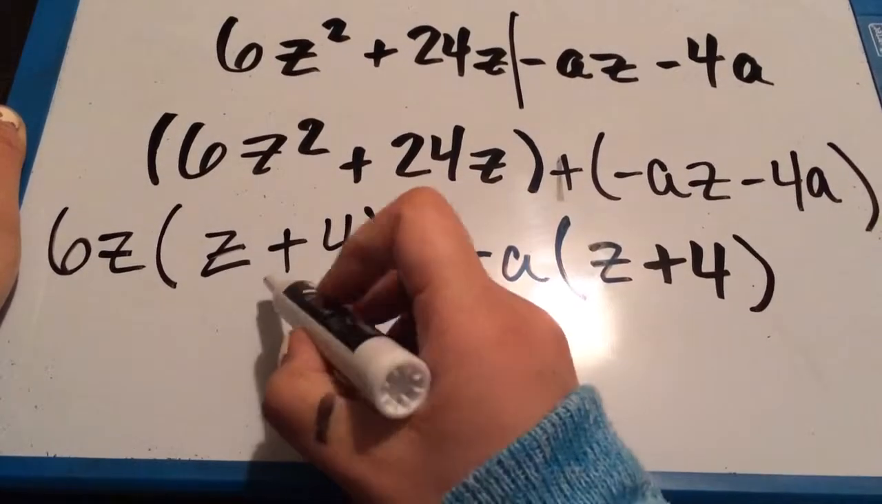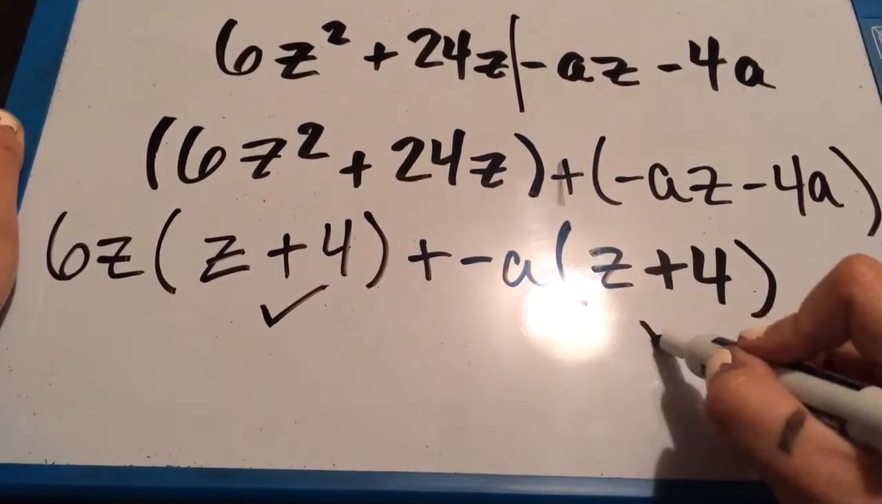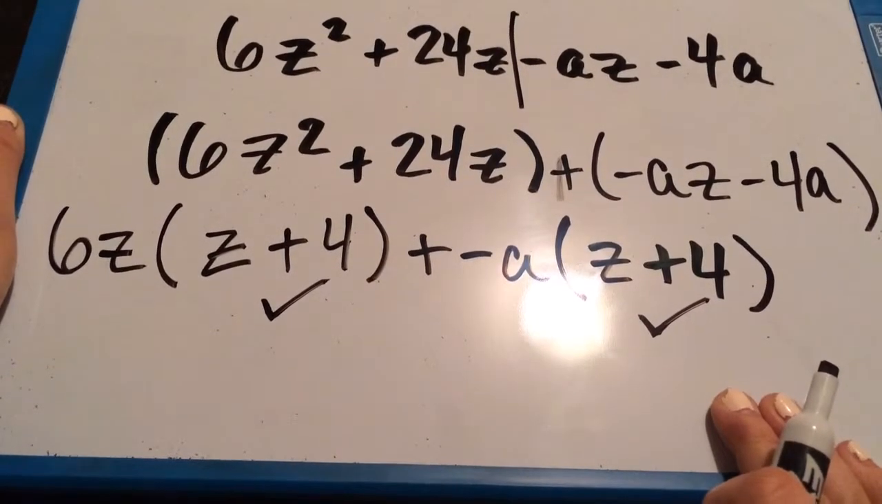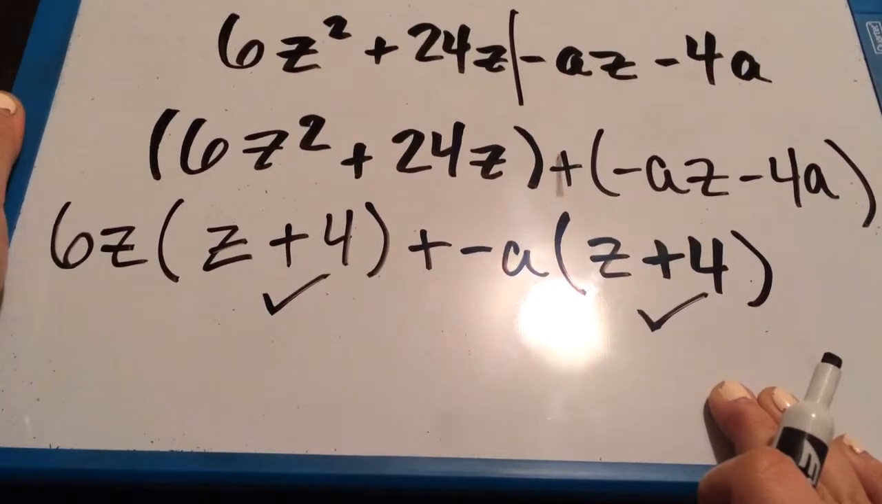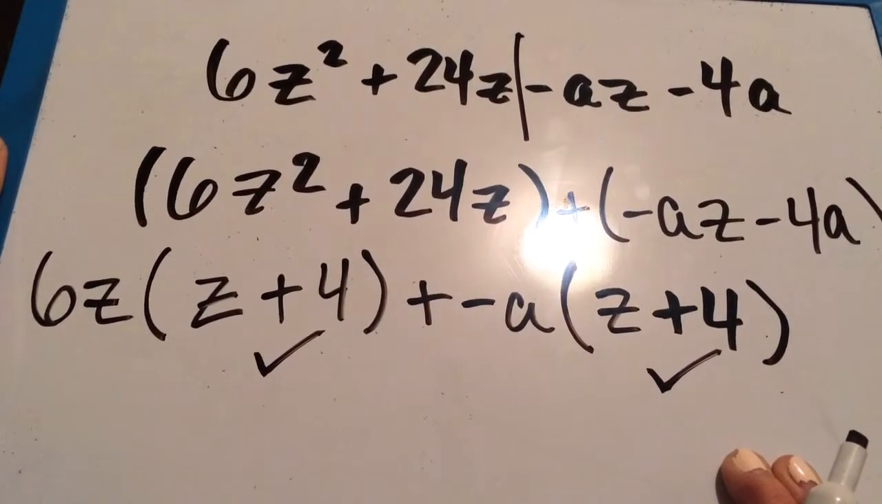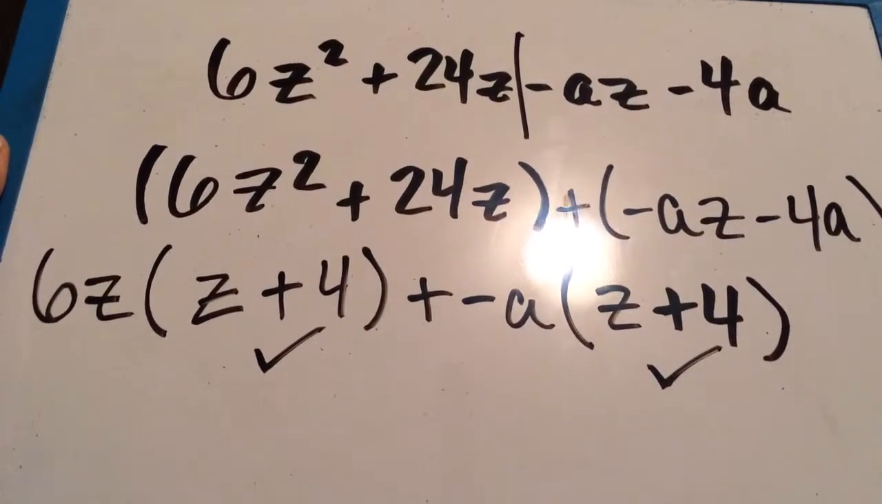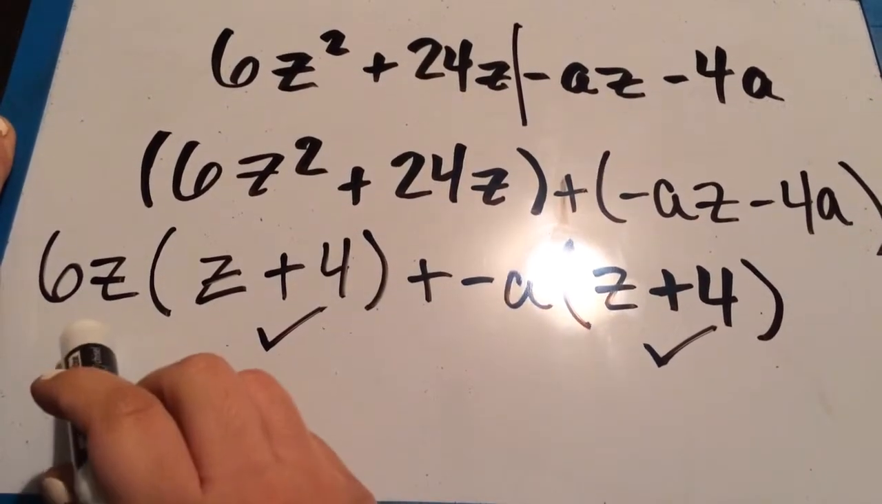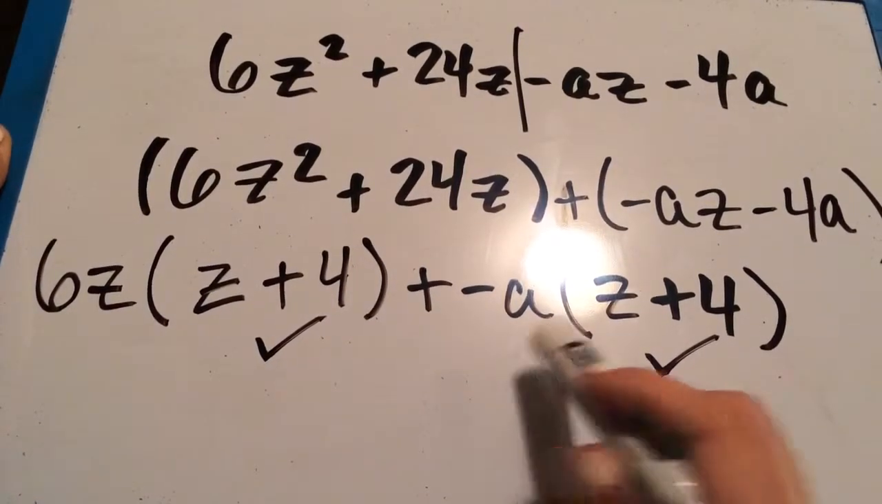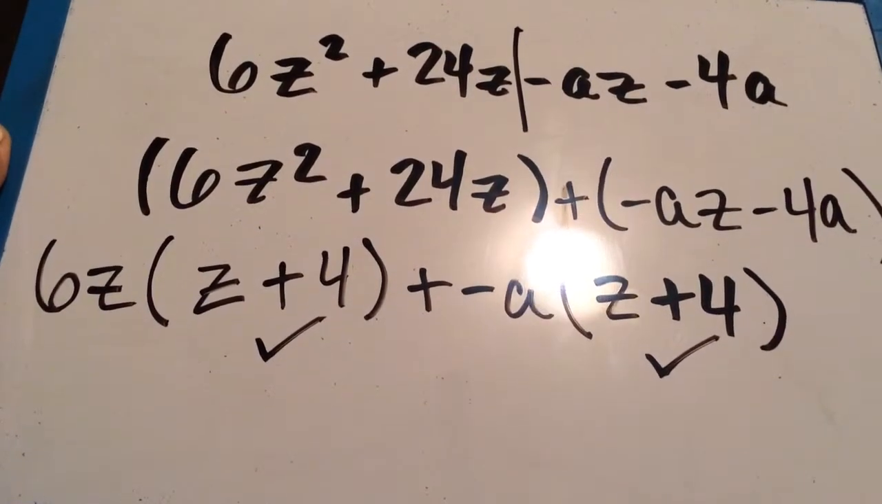And look at that, these two match up. This one matches with this one. And whenever that happens, that usually means you're on the right track. If that doesn't happen, you probably have to go back and check something because you might have made a mistake. Okay, so here we have 6z multiplying with z plus 4, and then negative a multiplying with z plus 4.